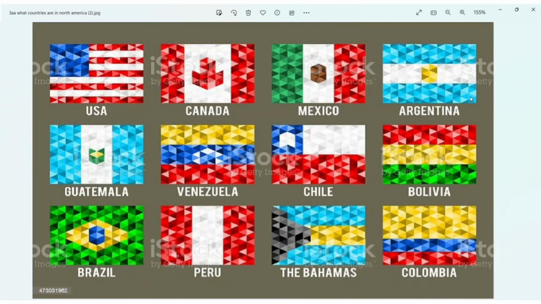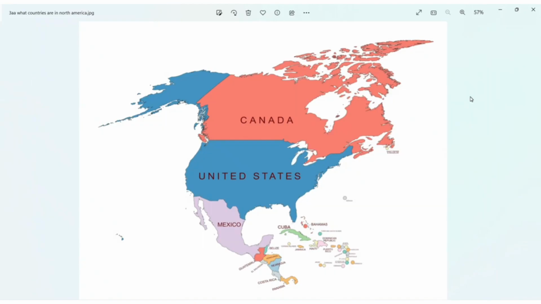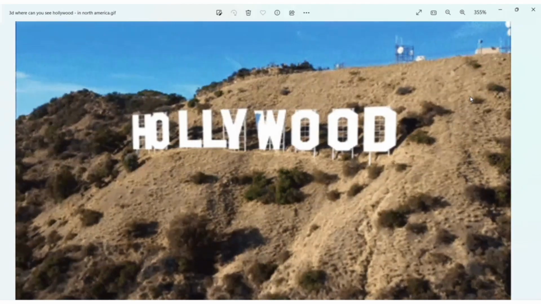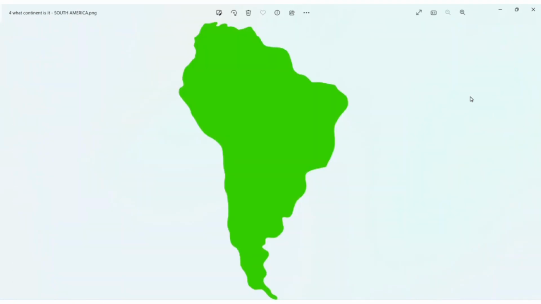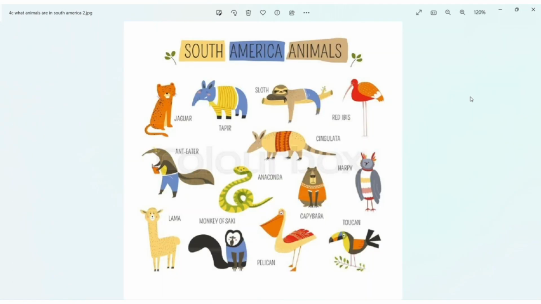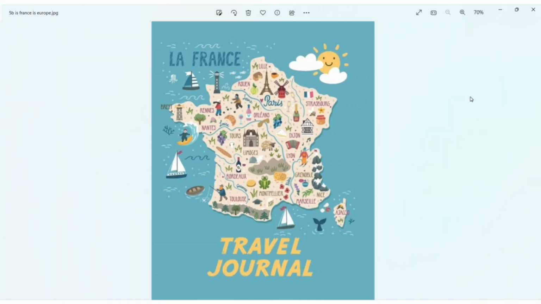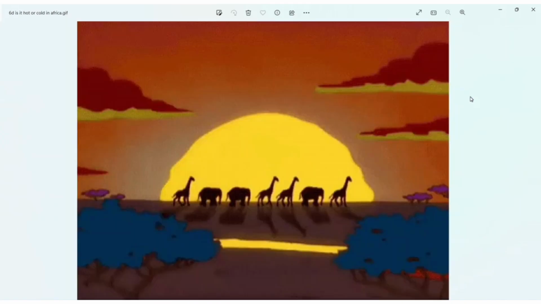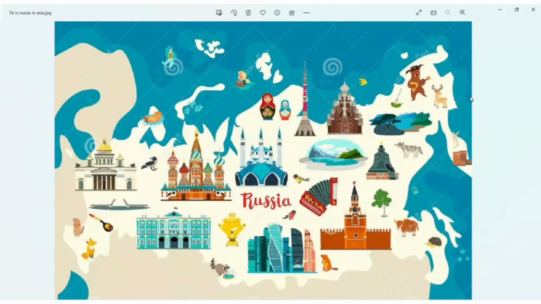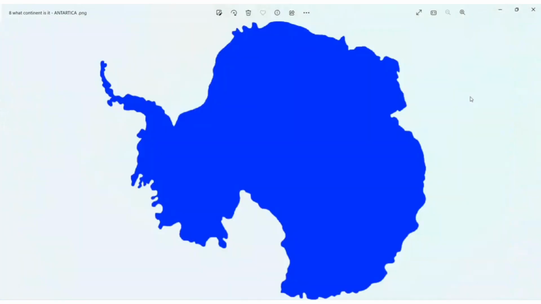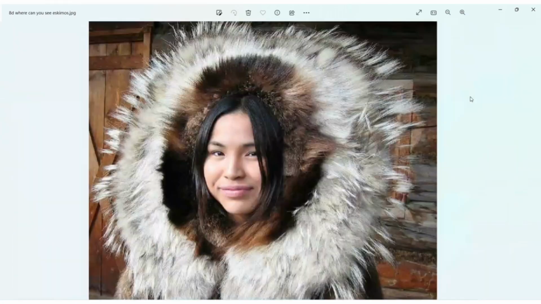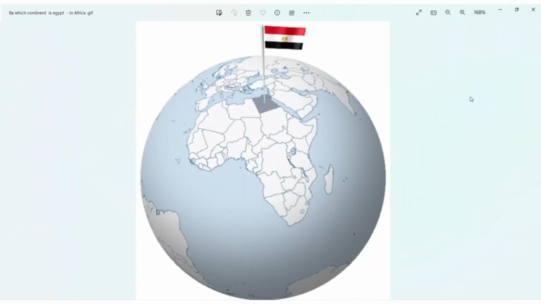So here we have the North American continent, what countries you can find on the North American continent, what animals you can see on this continent, and what popular things you can see and find on this continent. We have South America, and it goes the same. European continent, as well as the African continent, and we have the Asian continent, and finally we have the cold Antarctic continent.